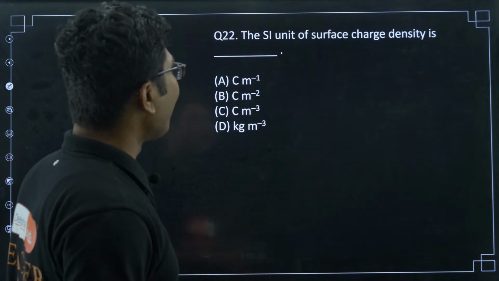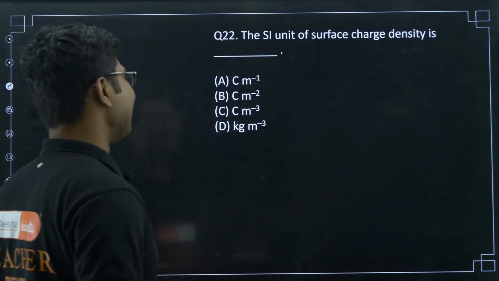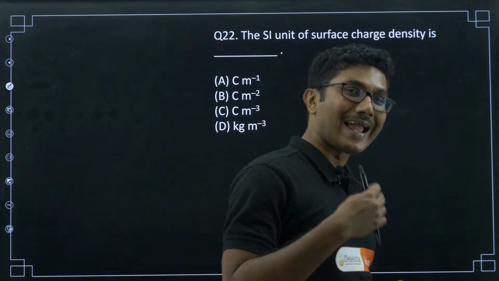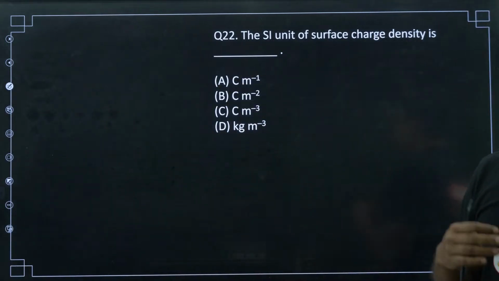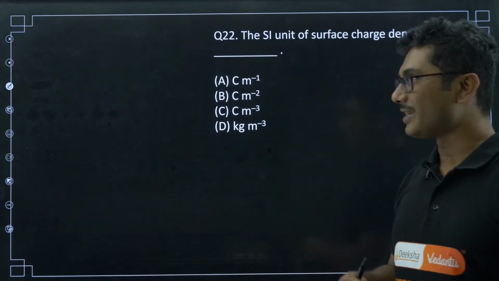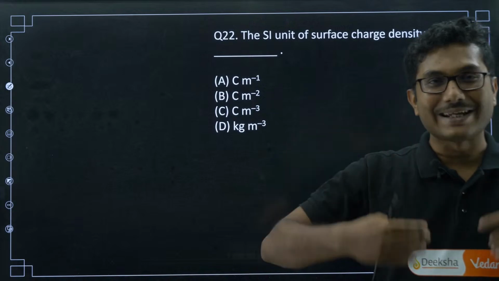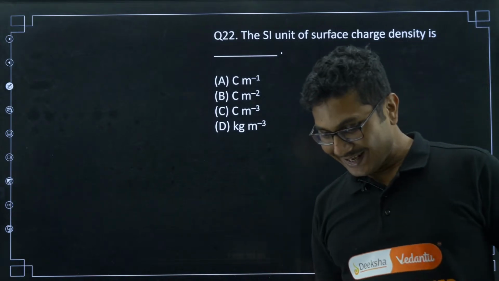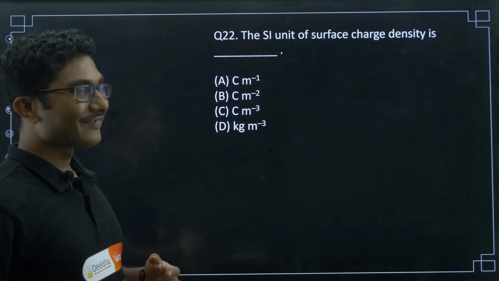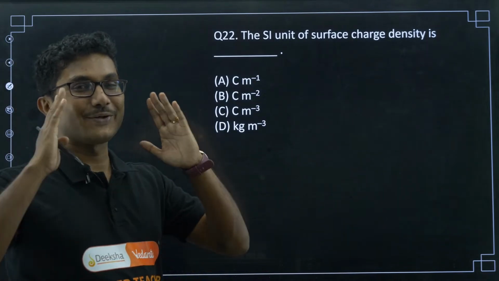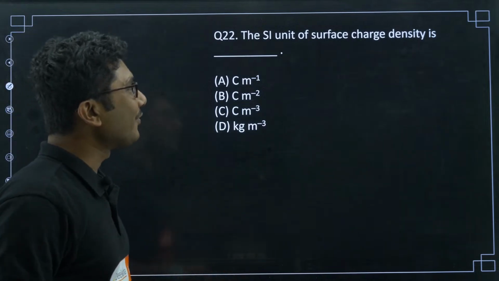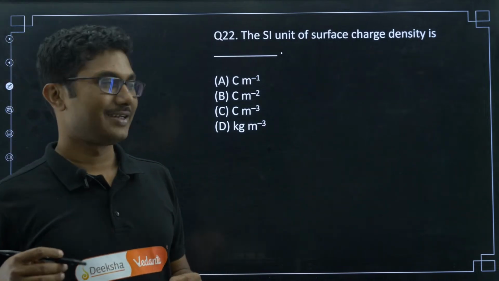The SI unit of surface charge density is. This is from your previous year question. This is one of the previous year questions I liked the most, because when I was discussing with students, most of the students answered this easy question incorrectly. They were even confusing me, so after thinking straight for 2 seconds, I was able to answer this question. Now, tell me, what is the SI unit of surface charge density?